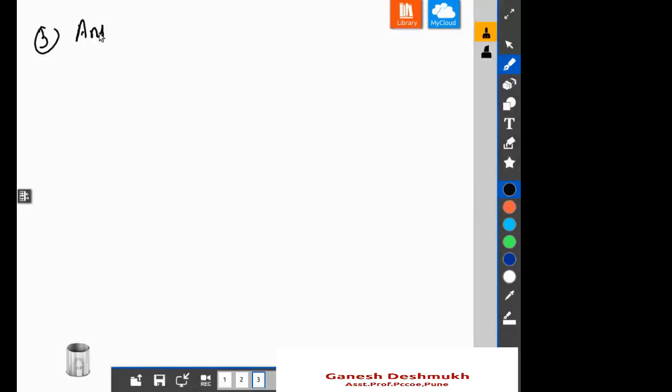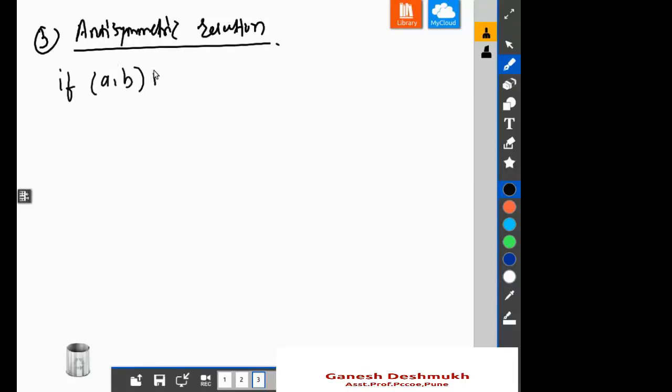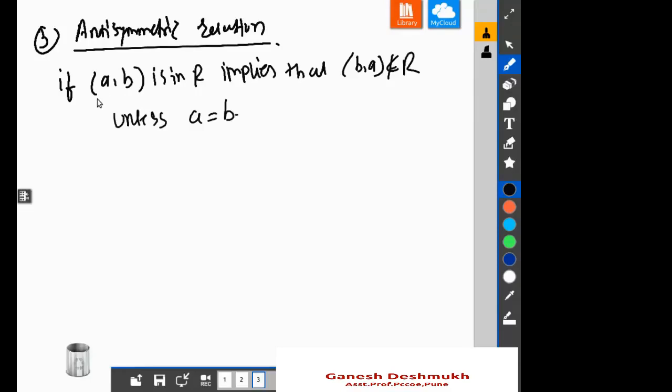Third property, antisymmetric relation. So if (A, B) is in R, it implies that (B, A) doesn't belong to R unless A is equal to B. So if (A, B) is in R, it implies that (B, A) does not belong to R unless A equals B.